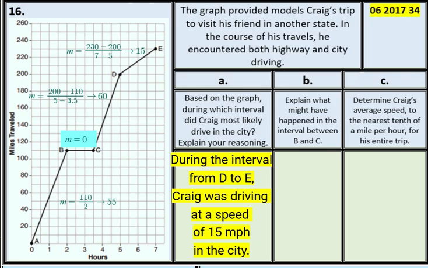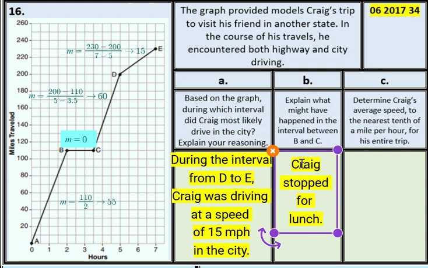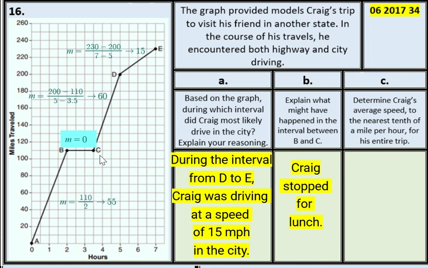Now for B, it says explain what might have happened in the interval from B to C. So if we look at B to C, his distance did not change. You can choose any reason that makes sense, but two things you should say is Craig stopped for a break, for lunch, he had a flat tire. There could have been any reason why he stopped, but if his distance traveled did not change, he definitely stopped.